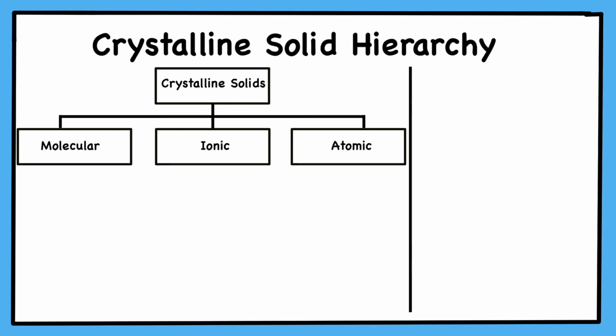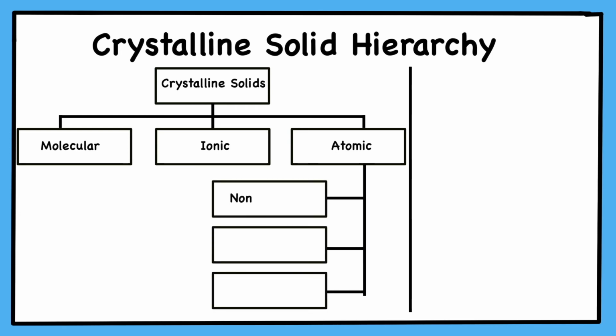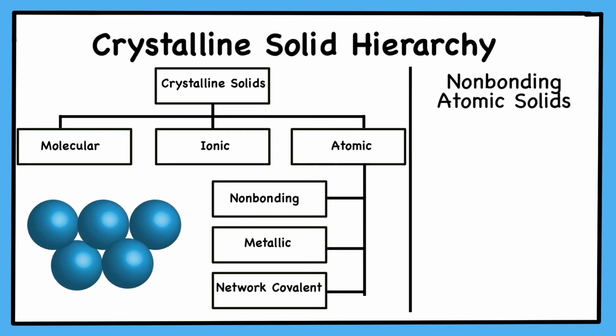Depending on the type of interaction between the atoms within a solid, atomic solids can be broken down even farther into 3 groups, called the non-bonding group, the metallic group, and the network covalent group. So our non-bonding atomic solids.